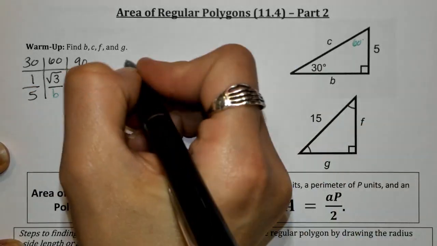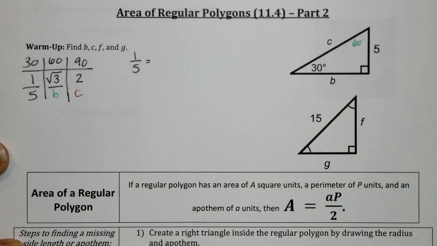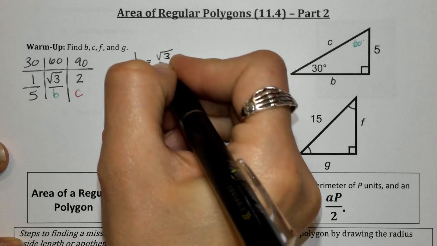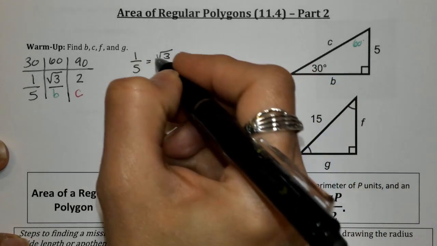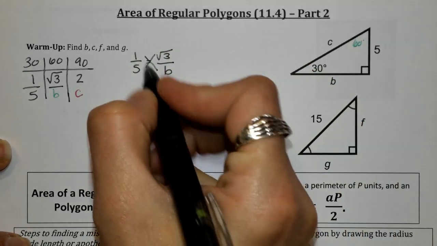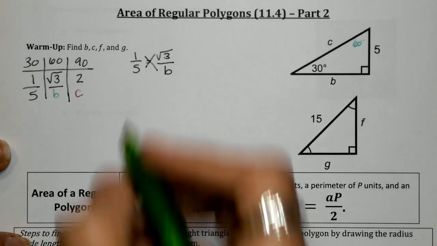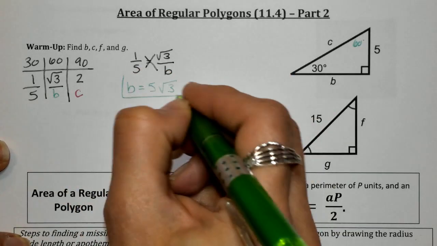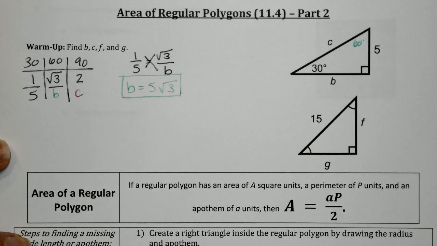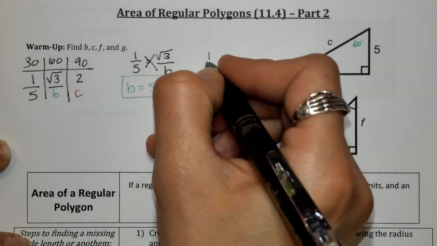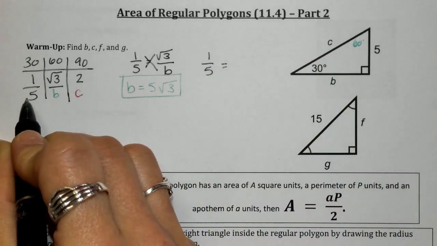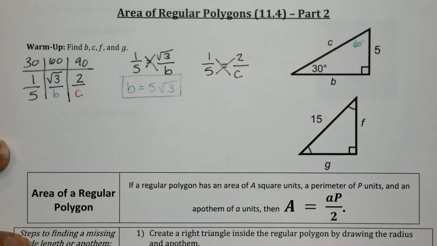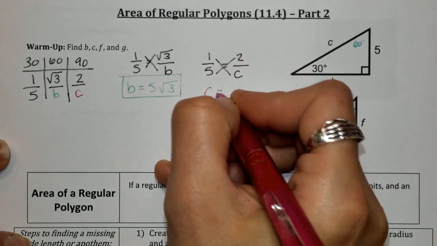When we set these proportions up, we would have 1 over 5 equal to square root of 3 over B. When we cross multiply this, we're going to wind up with B times 1, so we have B equals simply 5 square root of 3. And we're done with that one. Now we'll take a look at finding C. We'll use that same 1 over 5 right here, and then now we're going to do equals 2 over C. We'll cross multiply. C is going to equal 10.